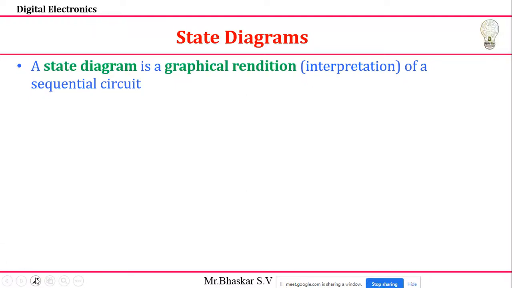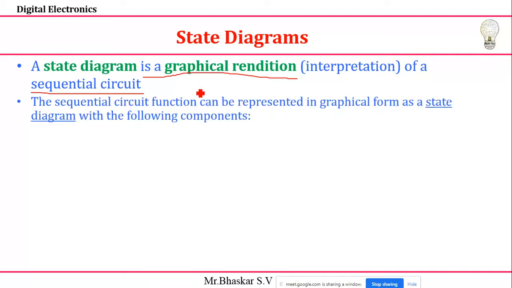The state diagram is a graphical rendition or interpretation of a sequential circuit. We studied sequential circuits, and in a sequential circuit, definitely we have a present state and the next state conditions. In order to change over from present to next state, what decision needs to take place based on the input condition, and how data is moving from the input to the output. These are all things we are going to represent graphically, in a picturized way. So that's why a state diagram is called a graphical rendition or interpretation of our sequential circuit.